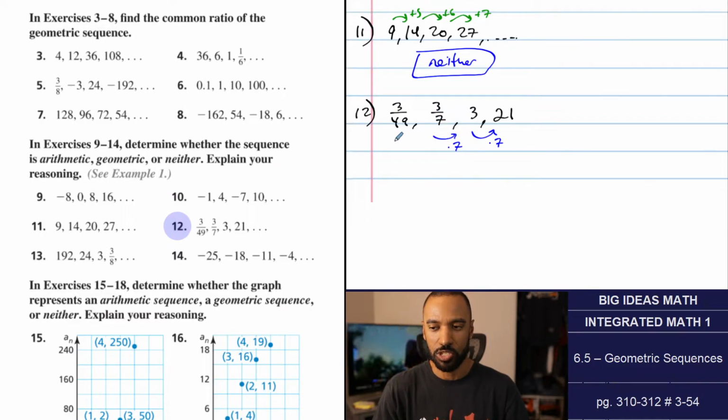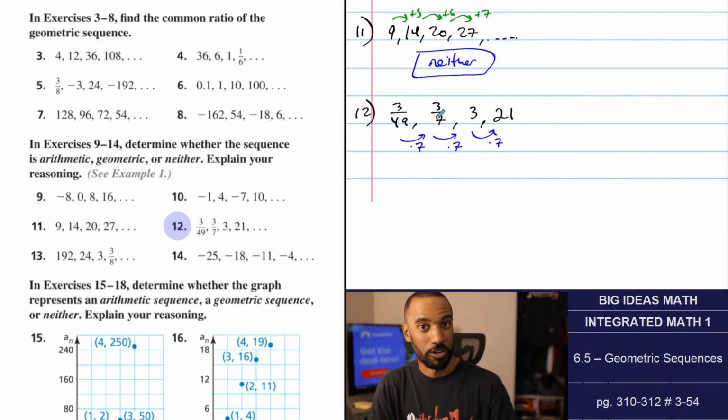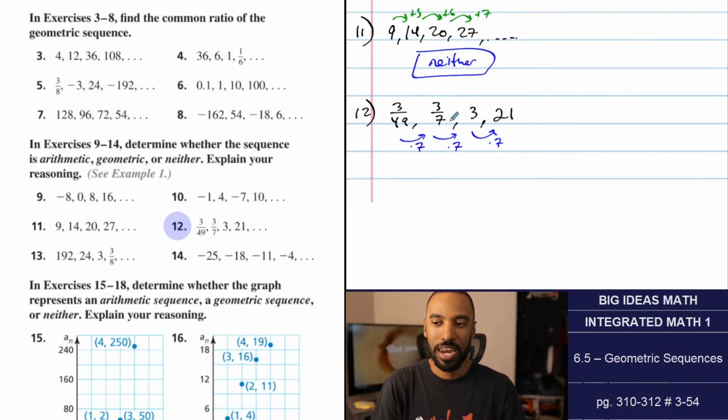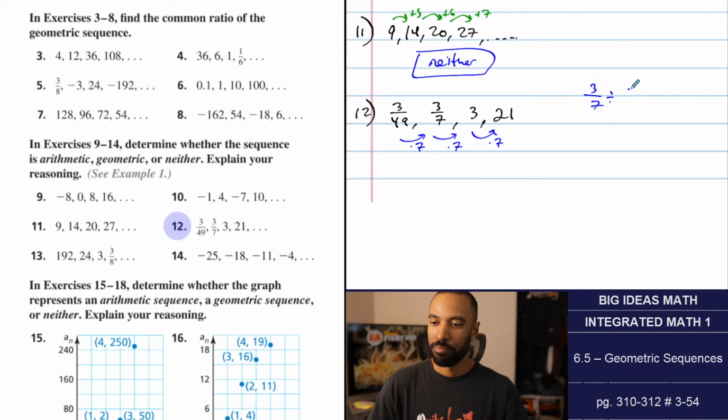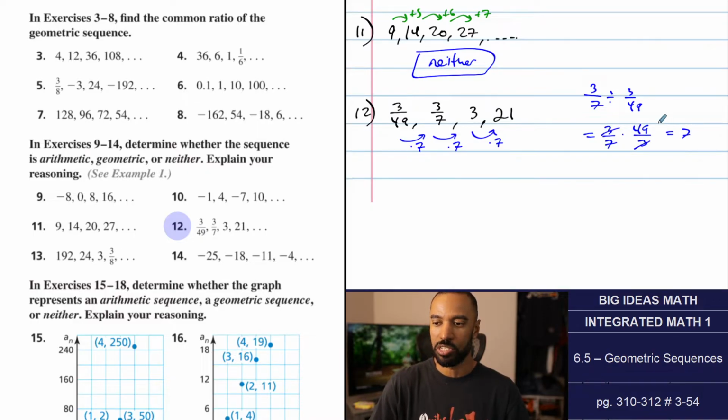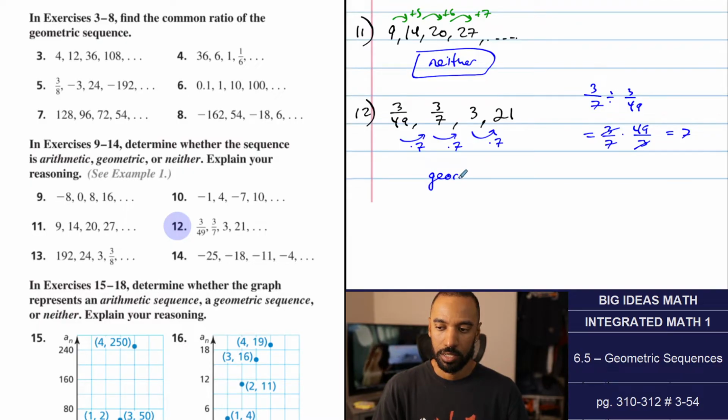3/7 times 7, the 7's cancel. When you multiply by 7 here, notice the 49 gets 7 times smaller, but that's okay because that's what the denominator is getting 7 times smaller. That's what's working out. And it's hard to test these fractions through division if you don't really know what you're doing. But 3/7 divided by 3/49 is the same thing as 3/7 times 49 over 3. The 3's cancel, and 49 over 7 is 7. So yeah, there's a common ratio of 7. This makes this geometric with a common ratio of 7.